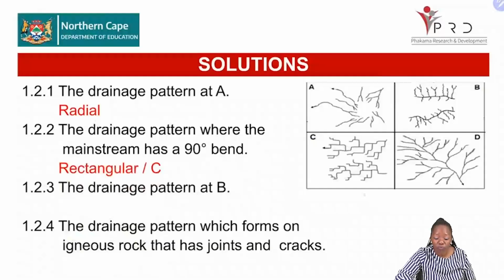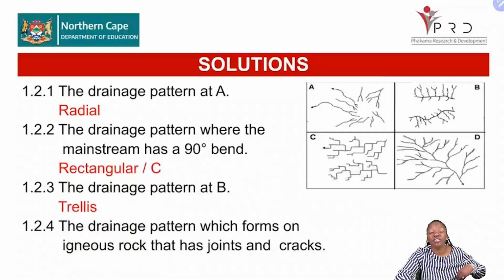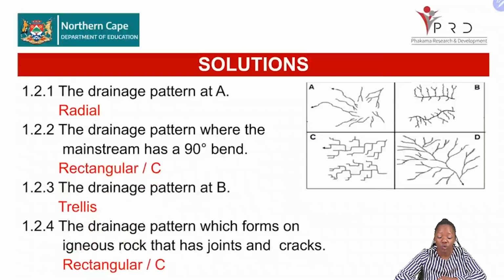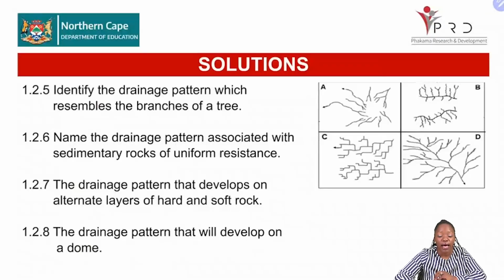Then your drainage pattern at B, it is a trellis. Remember, for a trellis, we are saying the main streams are parallel to each other, joined by short streams. Then your 1.2.4, the drainage pattern which forms on igneous rocks that has joints and cracks, that is your rectangular. Then your 1.2.5, identify the drainage pattern which resembles the branches of a tree. You will remember that is a dendritic or D because it has many tributaries.